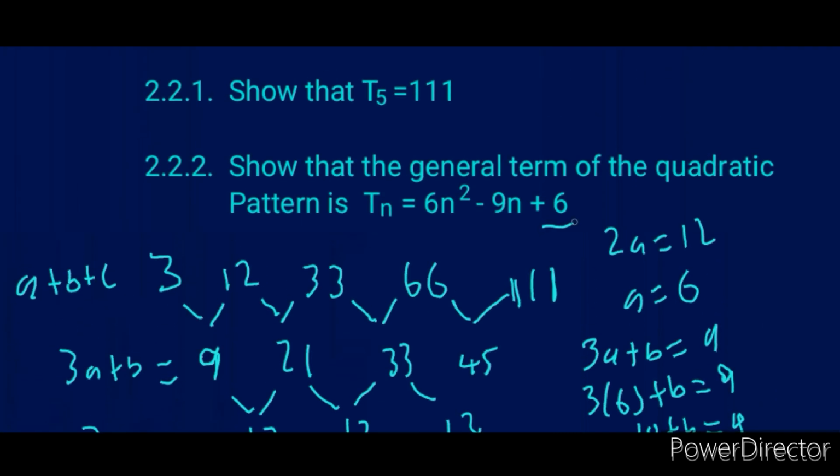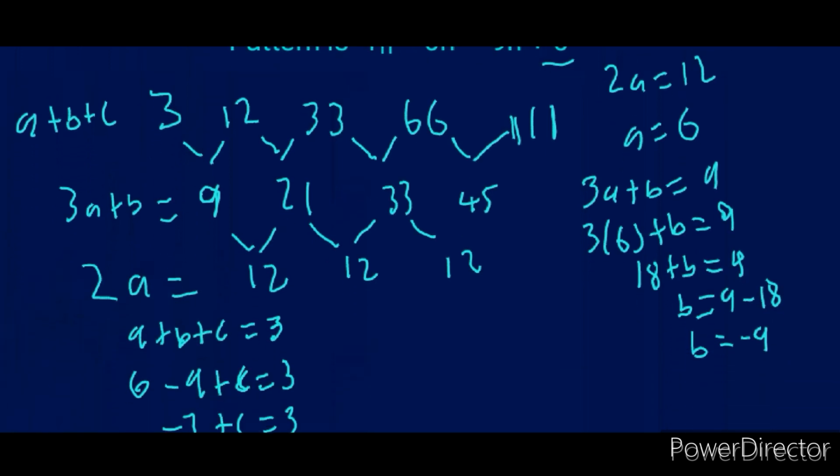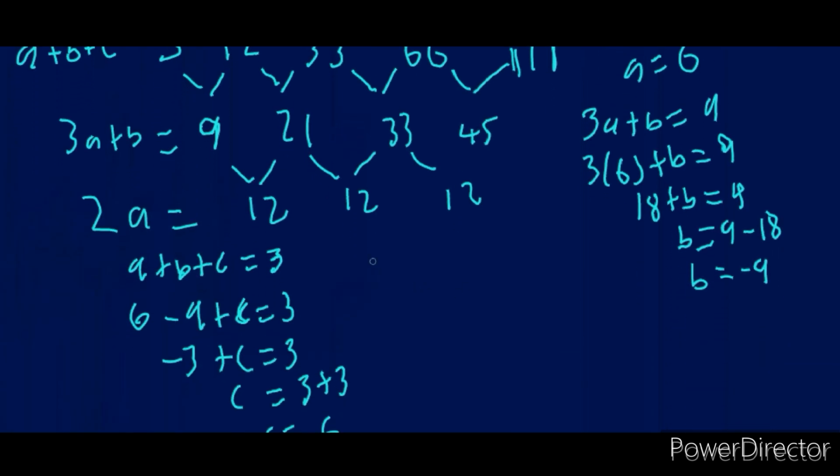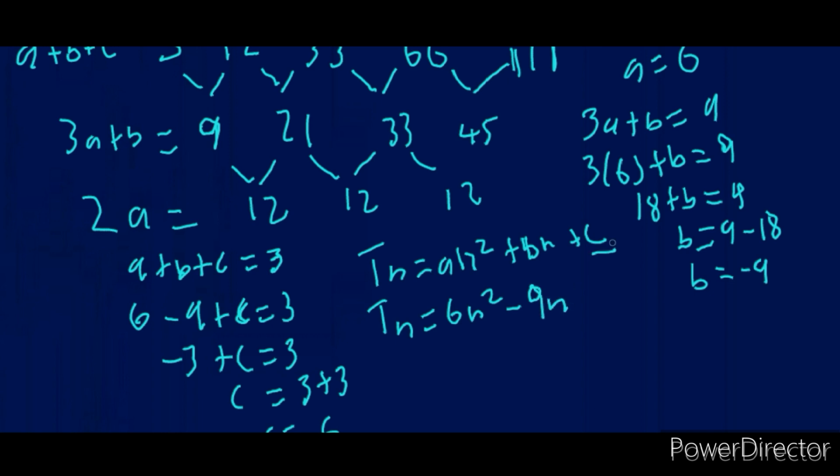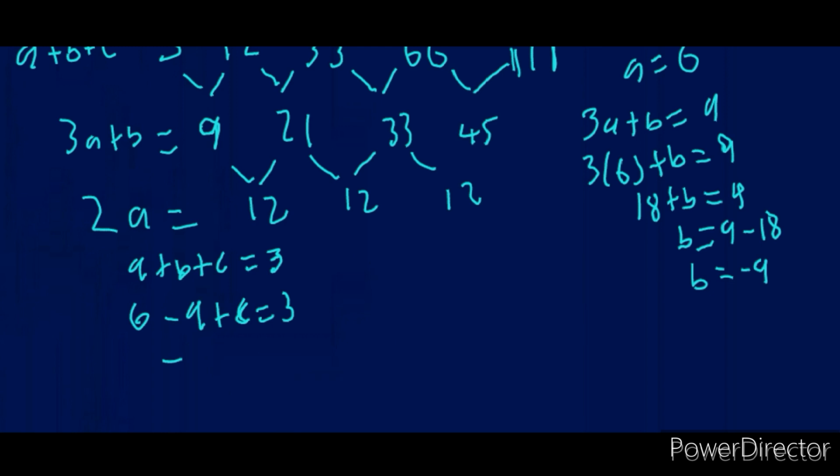Let's see if it corresponds. Well, it corresponds well. And then we can simply substitute, because we know that Tn is equal to an squared plus bn plus c. Our a is 6, so it means that Tn is equal to 6n squared. And then our b is negative 9, so we say negative 9n, and then our c is 6. So we have 6. And there we have it. So we have solved it.